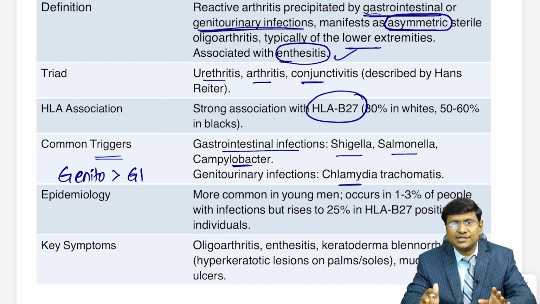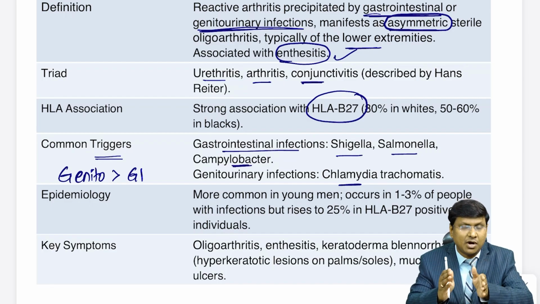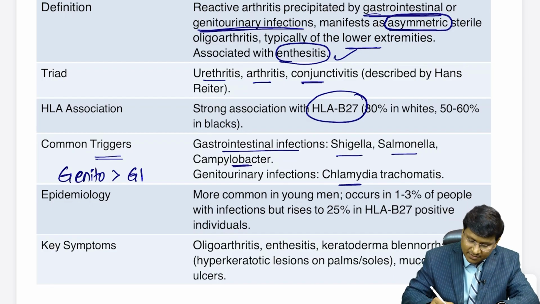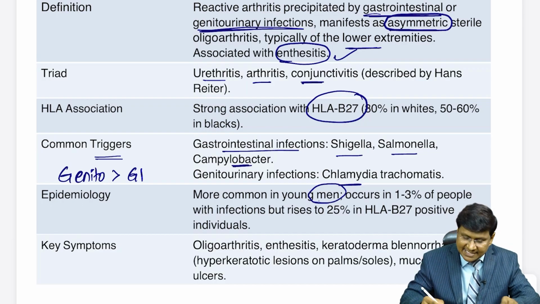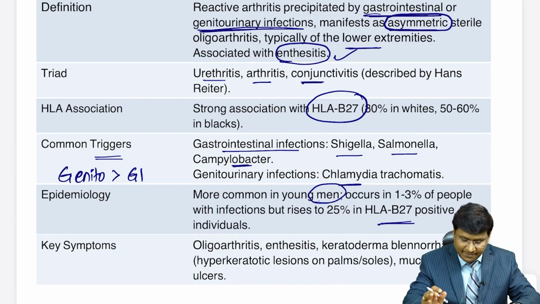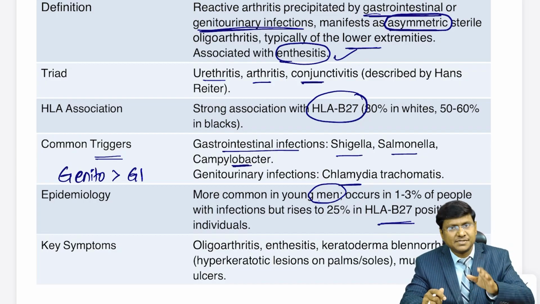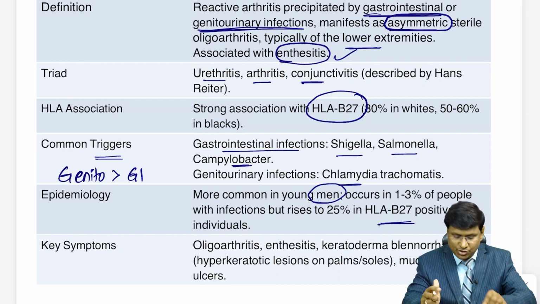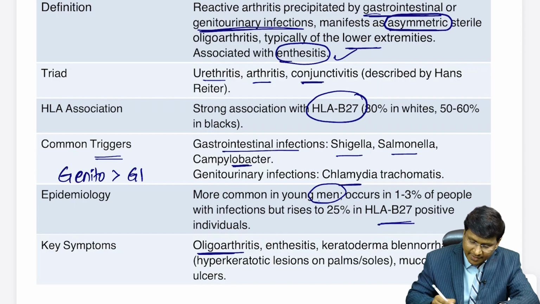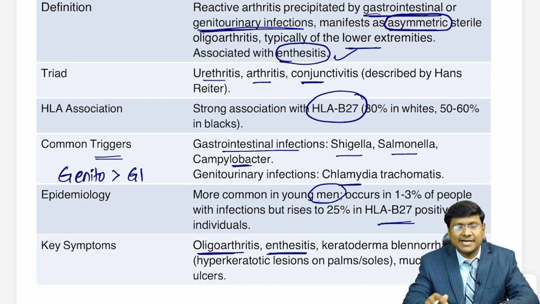And if you take the incidence, is it common in men or women? Please remember, this is more common in men than in women. And as I have said, HLA-B27 will be positive in these patients. Then what are the key symptoms? The key symptoms are oligoarthritis, and that too involving the joints of the lower limbs, right? And there will also be enthesitis as well.